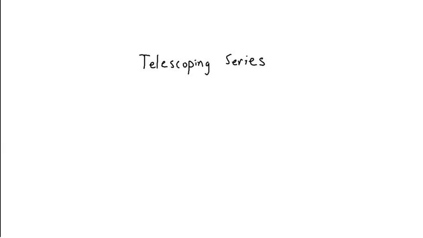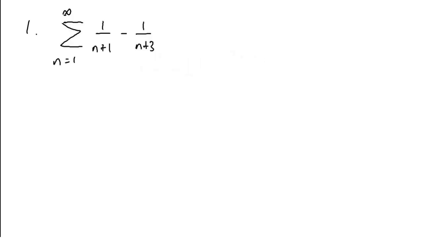Now recall that the telescoping series, along with the geometric series, are the only two series tests where you can actually find the real sum of the series. So let's take a look at number 1 now. The series from 1 to infinity of 1 over n plus 1 minus 1 over n plus 3. Now whenever you have two fractions being added or subtracted to each other, and you have linear factors, n plus 1 and n plus 3, like so, this is probably a good indicator that this is a telescoping series.